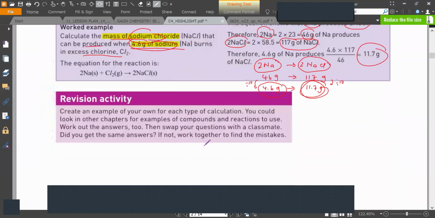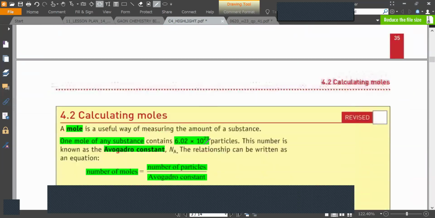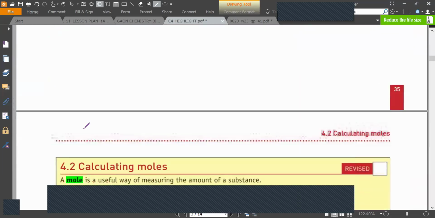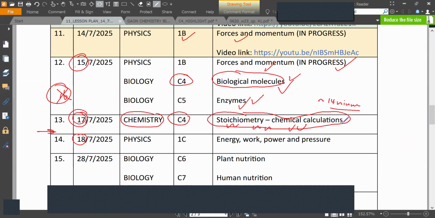Okay, so the time is up. Next time we will continue. We are up to this point here. It's a big topic, so we need lots of practice. Our progress is here. Next class is on Thursday. Tomorrow there is no class. On Thursday we will continue this chemistry.